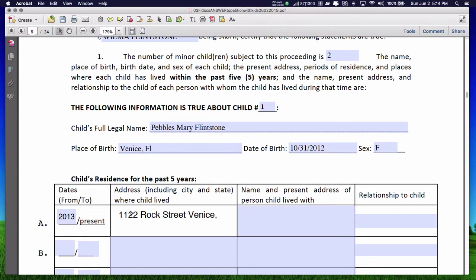And you just put the present address. You've already listed the address. Just type it in here. Fred Flintstone, same address. And then Wilma Stone, 1122 Granite Street. Whatever it was. Relationship. Well, it's you parents. Problem solved. Okay. That's all you need to do.